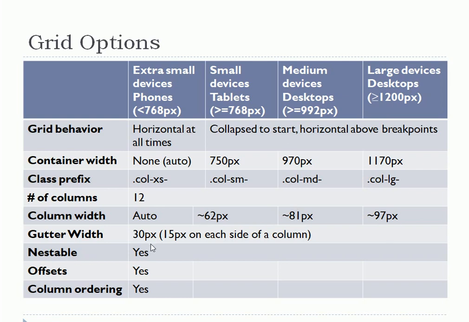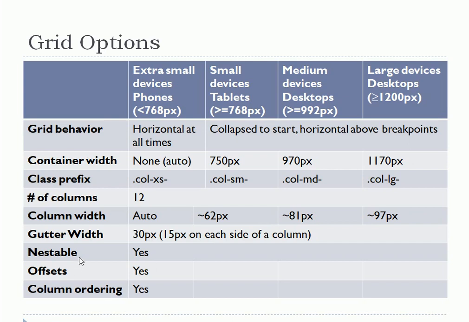The gutter width means the inner margin of your columns. In the grid system we divide our row into columns. This is your column width, but the gutter width, meaning the margin inside it, will be 30 pixels, which means 15 pixels on the left side and 15 pixels on the right side.